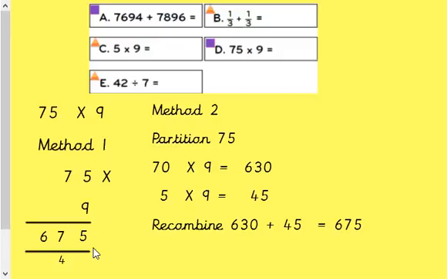Now for our second method, I always like a good bit of partitioning, you know that. So if you partition 75, we would get 70 and 5. Now, because we're multiplying by 9, we would have to multiply both bits by 9. So 70 times 9 is 630, and then 5 times 9 is 45. And if we recombine these numbers, 630 plus 45 would give us 675.